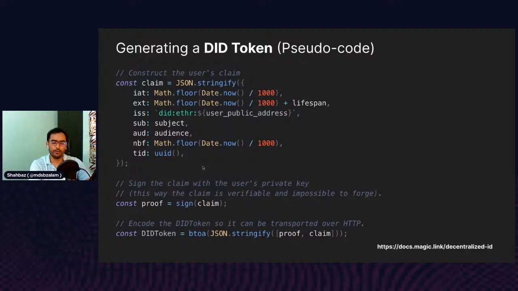This is a pseudocode of generating a DID token. A claim consists of issued at, expiration time, issuer, where we use the DID ether and use the user's public address as an issuer. And then we have subject, audience, not valid before time, and also a token identifier. And then we sign using the Ethereum's personal sign function. The whole claim is signed using that. We get a proof, and then we encode the DID token so it can be transported over HTTP.